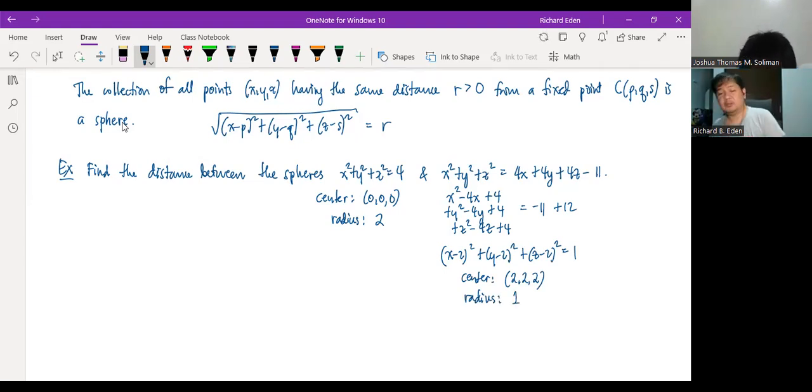To find the distance between these two spheres, do we need to identify what the two closest points are from the first sphere and from the second sphere? Is that necessary, or can you think of something here?